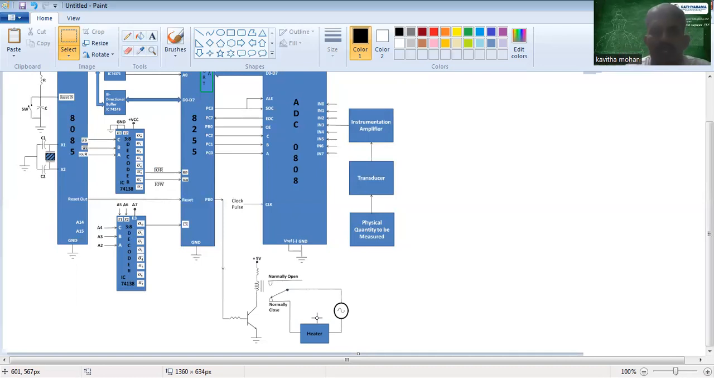monitoring by the 8085. I hope you all understood this temperature control using the processor. This can also be utilized for room cooling temperature control by controlling the AC supply, the air conditioner supply.